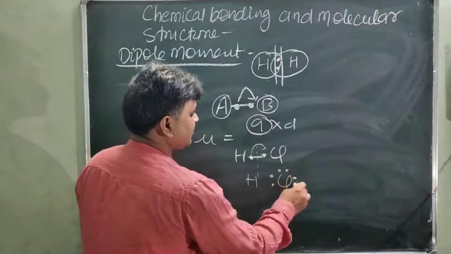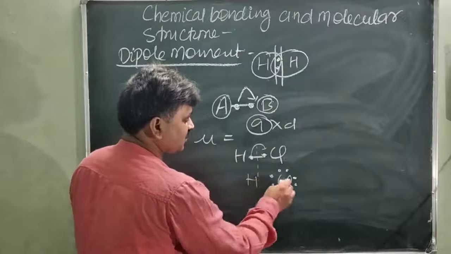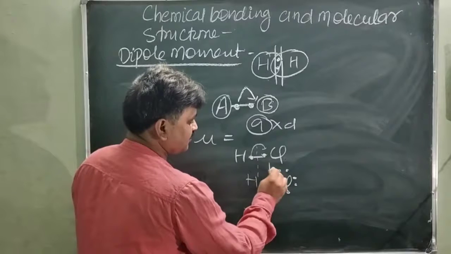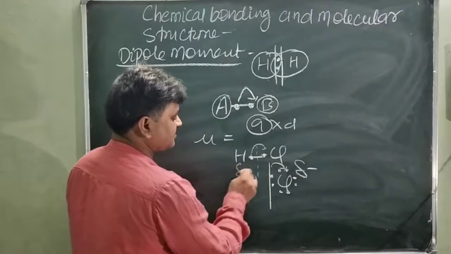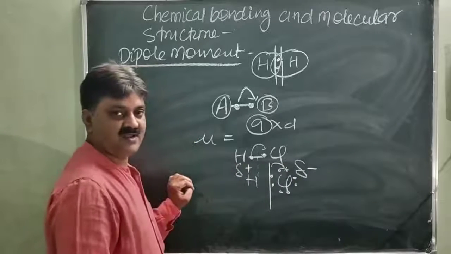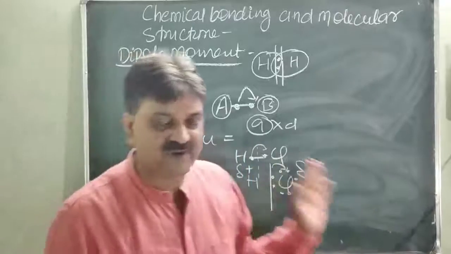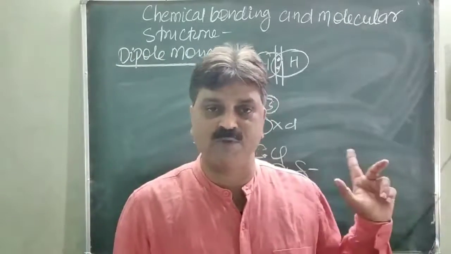This is the sharing of one electron between the hydrogen and chlorine. So this shared electron is always present toward the chlorine center. This is the reason chlorine is partial negative and this is partial positive. So this is where there is a chance for the movement of electron, polarity develops, and dipole moment is found.